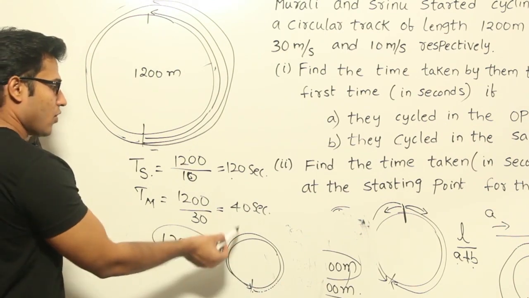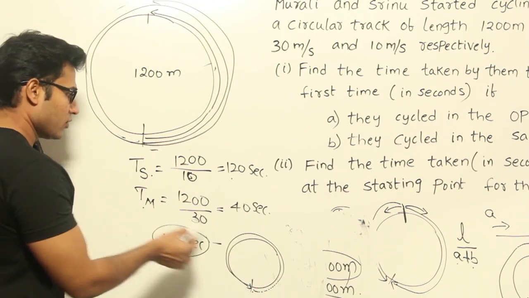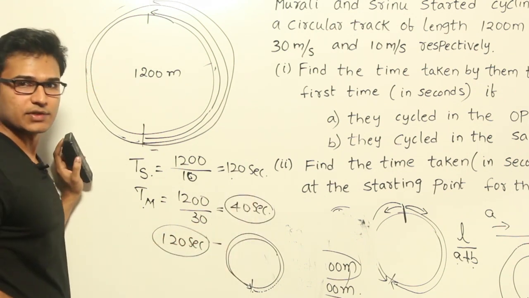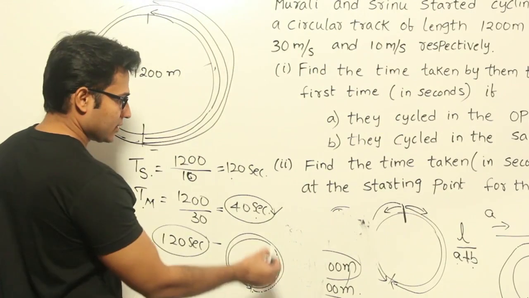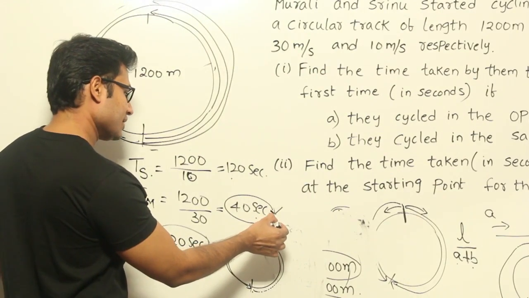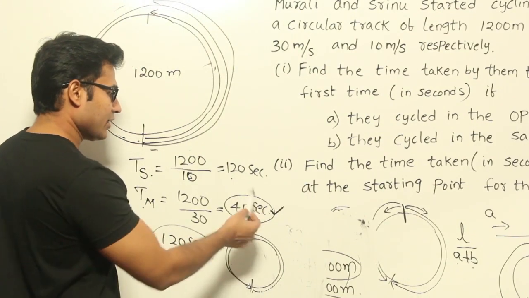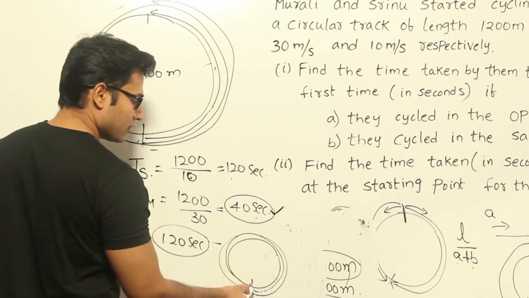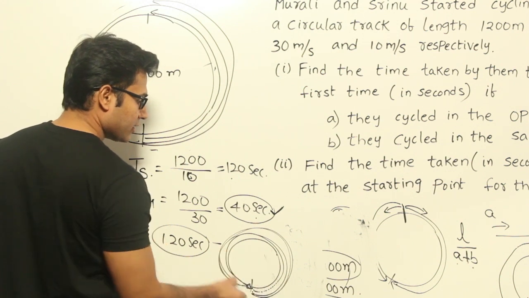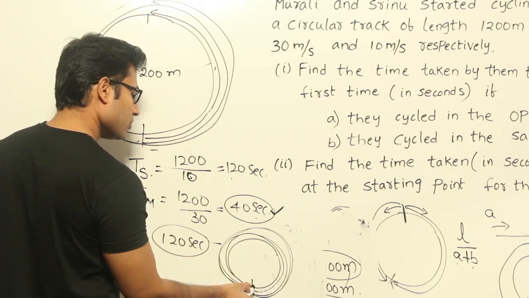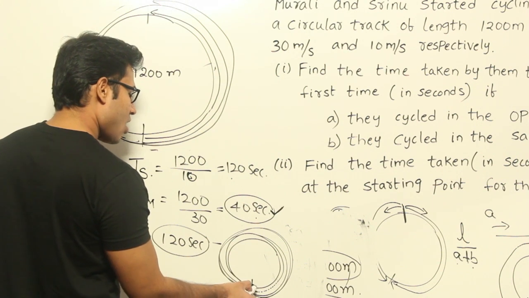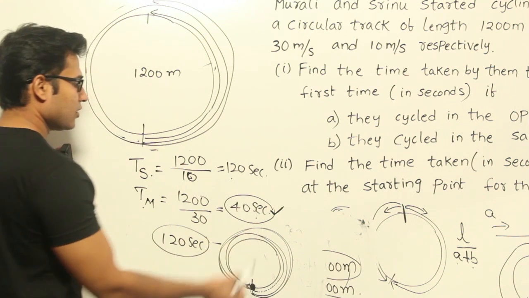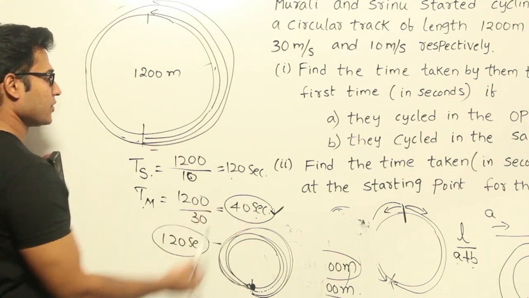Right? Now in that same 120 seconds, Murali would have taken 3 cycles, isn't it? Since the time taken by Murali to cover one cycle is 40 seconds, in 120 seconds he would have taken 3 cycles, right? Therefore he would have taken 1, 2 and 3. So both of them are going to be at the same starting point after Srinu has finished one cycle and after Murali has finished 3 cycles. That is the meaning of it.